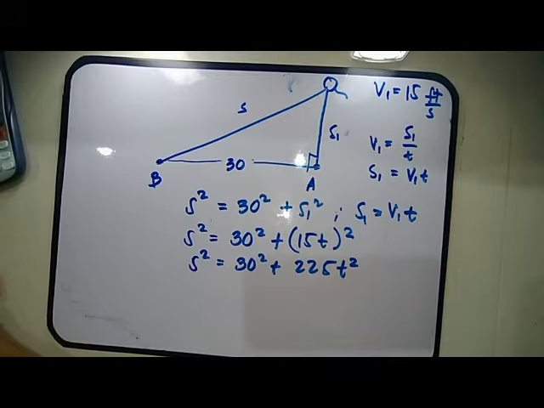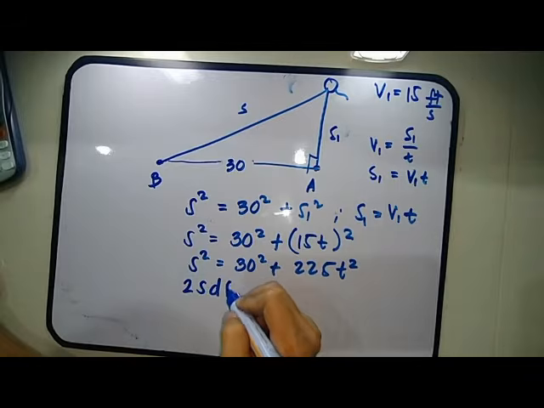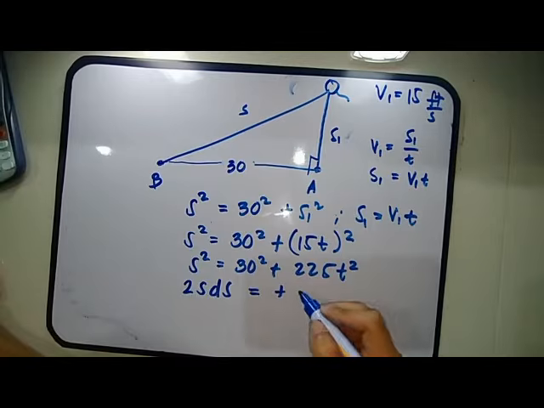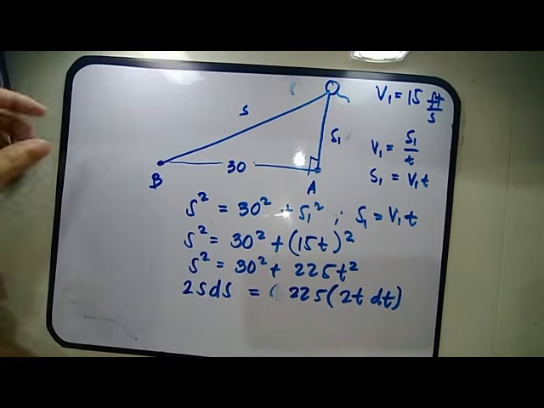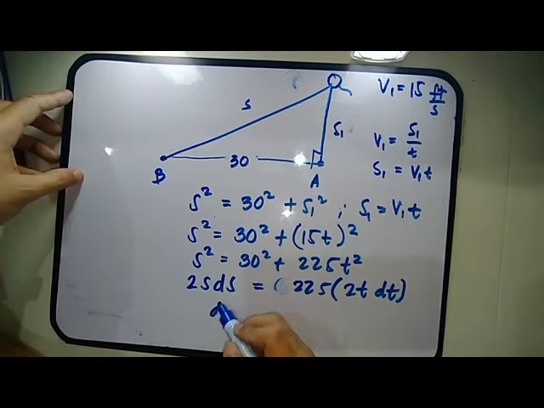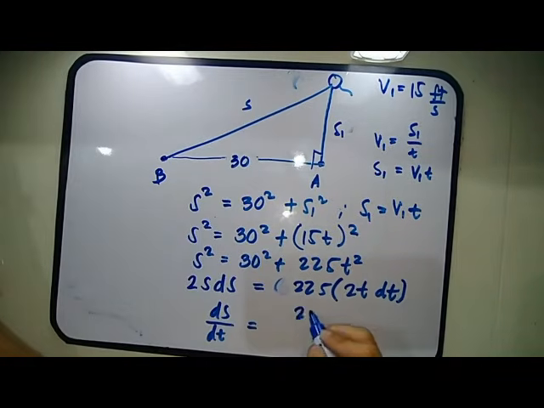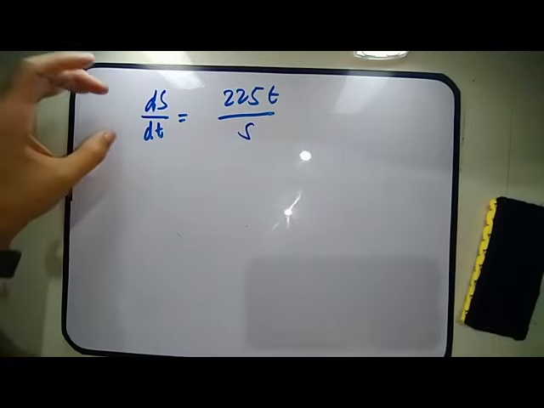Since we have a variable time here, you can say that 2S dS is equal to, this is a constant so this will be 0, plus 225 times 2T dT. So simplifying, we can say that the differential of S with respect to time is equal to 225 T all over S. So this is our relationship here.